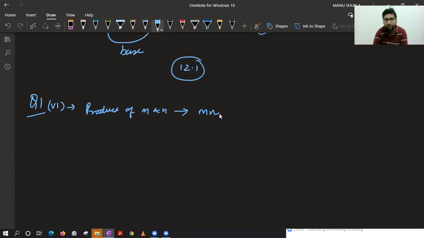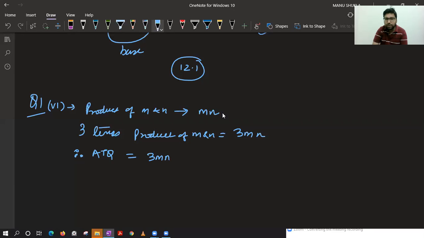So let us find the 3 times product. 3 times the product of m and n is given by how much? 3mn. And now they are saying number 5 is added. So very easy. Therefore the final is ATQ: 3mn plus 5. This is the answer. Is it clear now?